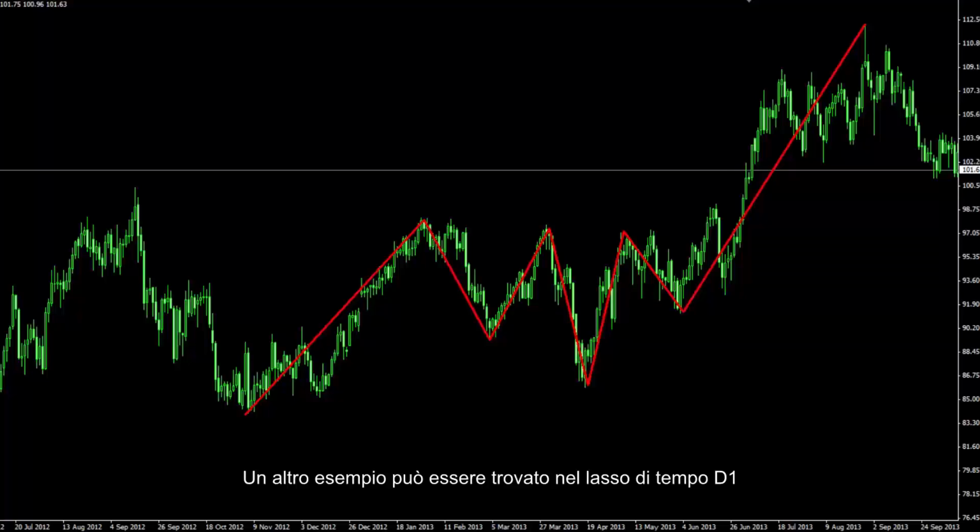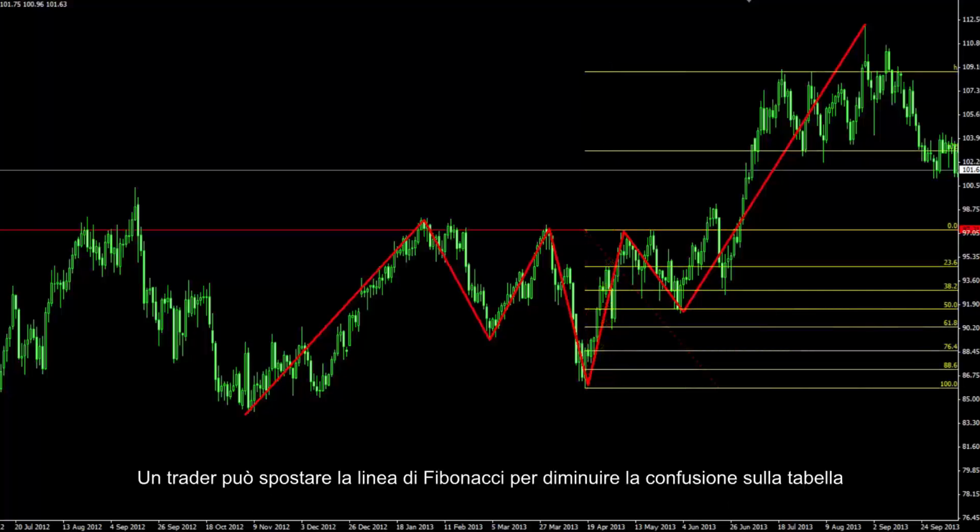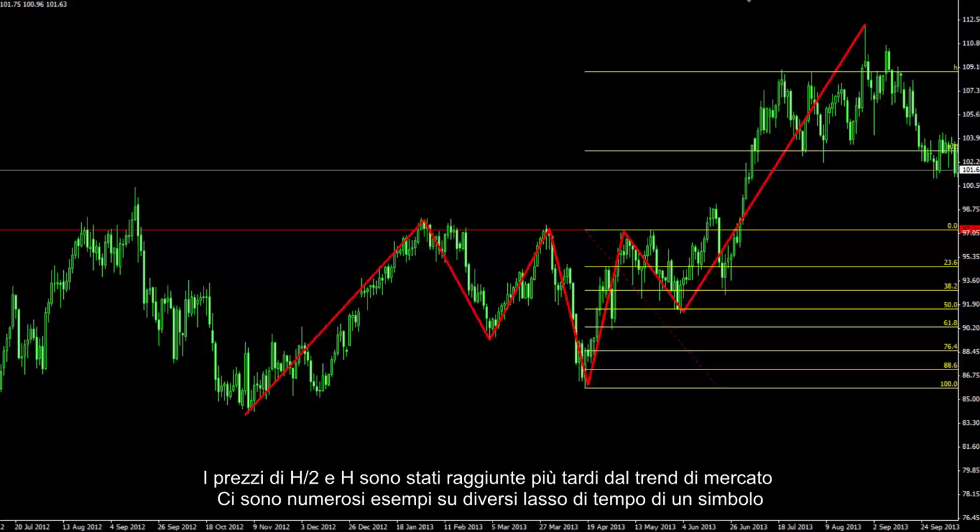Another example can be found on D1 timeframe. On an upward trend, a continual head and shoulder can be drawn. A Fibonacci example is placed on H-line. A trader can relocate the Fibonacci line to decrease the bustle on the chart. H2 and H prices have been reached later by market trend.